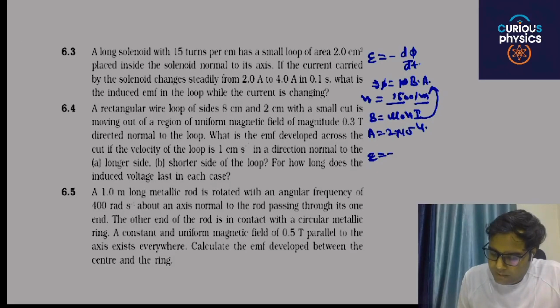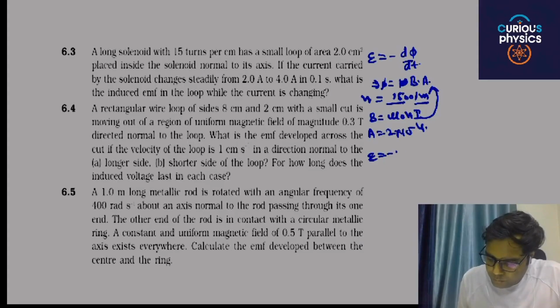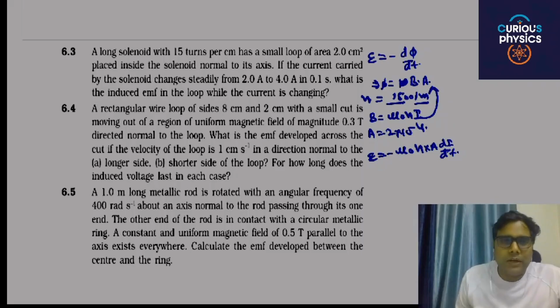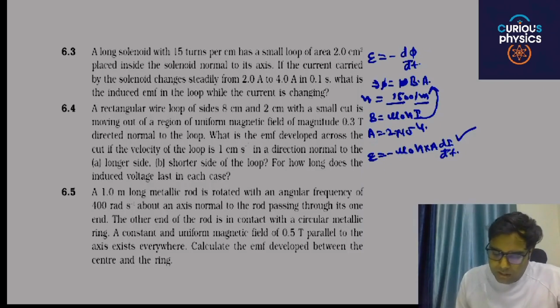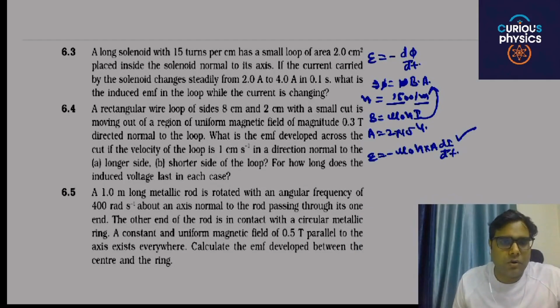The magnetic field is created inside the solenoid, so the magnetic field will be mu naught n I, and the area is also constant, and we need di by dt. The value of mu naught is 4 pi into 10 raised to power minus 7, n is 1500, area is 2 into 10 raised to power minus 4, di is 4 minus 2, and dt is 0.1. You will directly get your answer. Are you able to understand the concept or not?